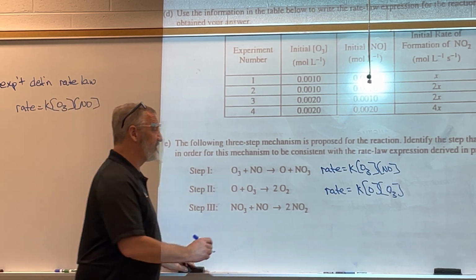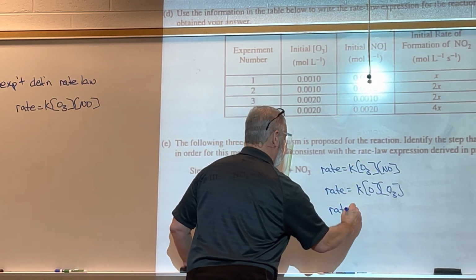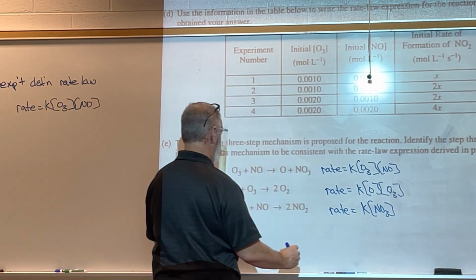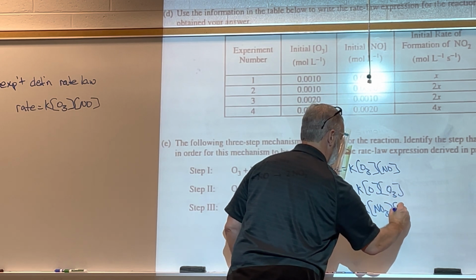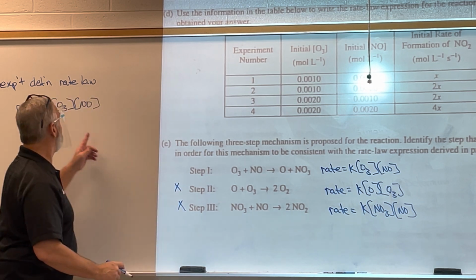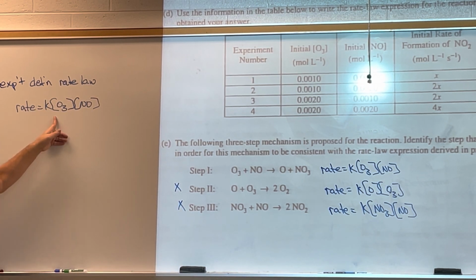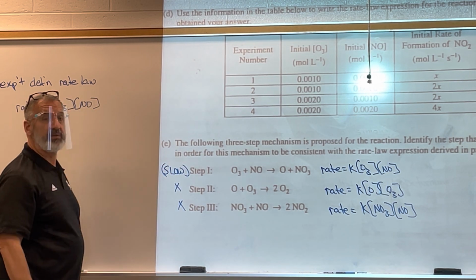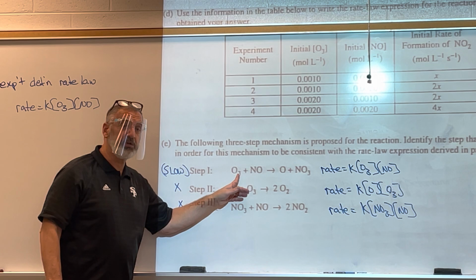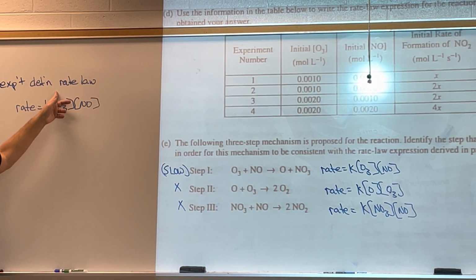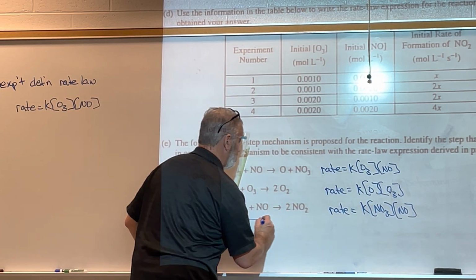But here, I just want to see, okay, rate is equal to k times NO3 times NO, which again is not the same as my experimentally determined rate law. Therefore, this must be the slow step, because the rate law of the rate determining step equals the overall rate law. Okay? Now, we could go through and look at this.